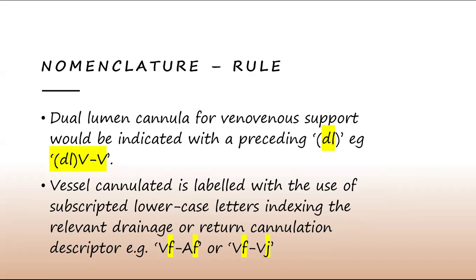Vessel cannulated, again. Once you've done these things, you need to add the vessel that is cannulated at the end of the drainage cannula or at the end of the return cannula. It is a subscript in the form of lowercase letters. Say, for example, if it is VF-AF, that means it's a femoral kind of VA ECMO. Or you can see the second example, VF-VJ. That means it's a femorojugular kind of VV ECMO. So the drainage and return cannula names remain the same, and then the vessel that you're going to cannulate should also be labeled in small letters.